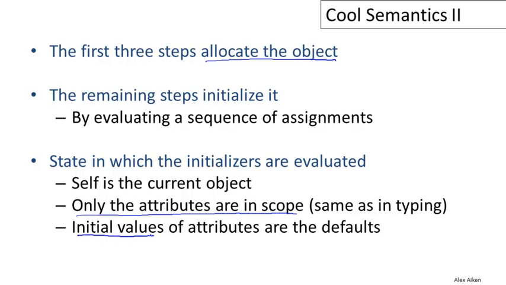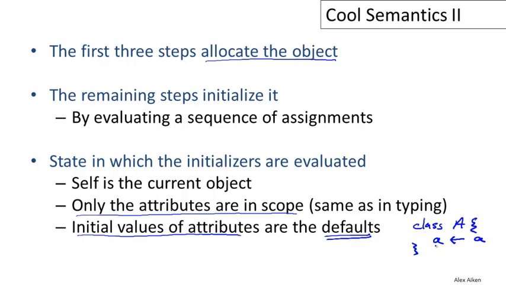And the initial values of the attributes are the default values. And we need the defaults precisely because the attributes are in scope inside their own initializers. So it could be, for example, it's perfectly reasonable and cool to have an initializer, let's say like this, and I'm going to leave out all the types here just to save time.